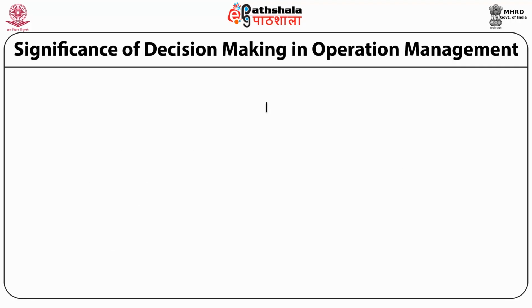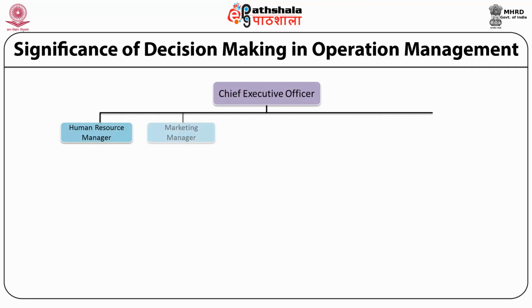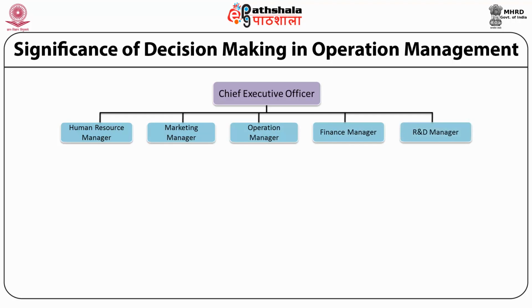As mentioned in the hierarchy, we have the Chief Executive Officer as the head of the institution or organization, followed by Human Resource Managers, Marketing Managers, Operation Managers, Financial Managers, and R&D Managers. All are equal in terms of their position and in different capacities they have to work.